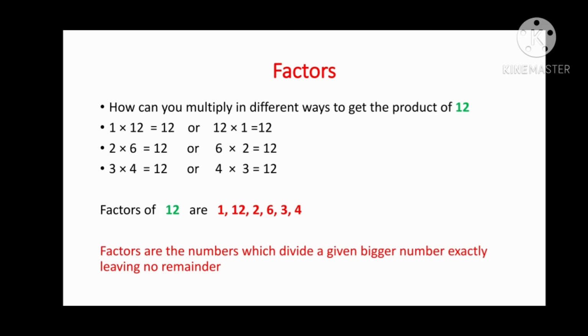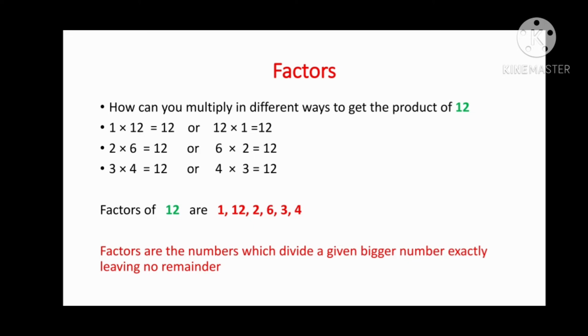These are all the factors of 12: 1, 12, 2, 6, 3, 4. Means you can divide 12 into these numbers. This is nothing but division. Multiples was the multiplication, but factors are all obtained by division.